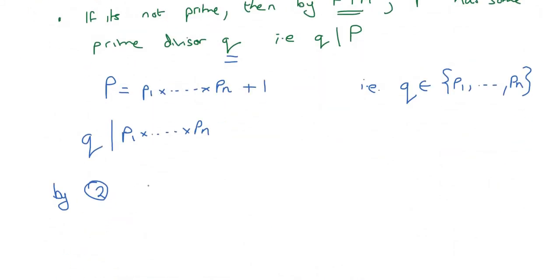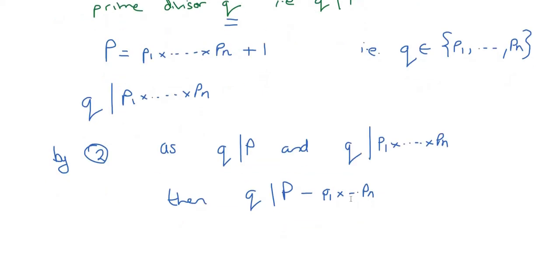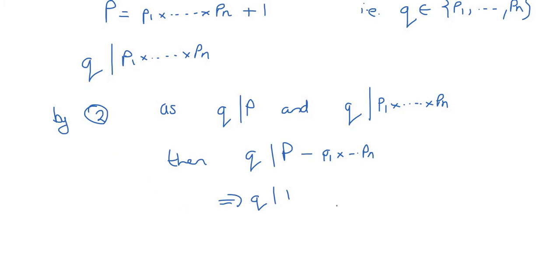So we have, as q divides p and q divides this product, p1 to pn, then q divides their difference, p minus p1 to pn. But remember, p is just this product add 1. So this tells us that q divides 1. Now this is impossible. Yeah? q can't divide 1.